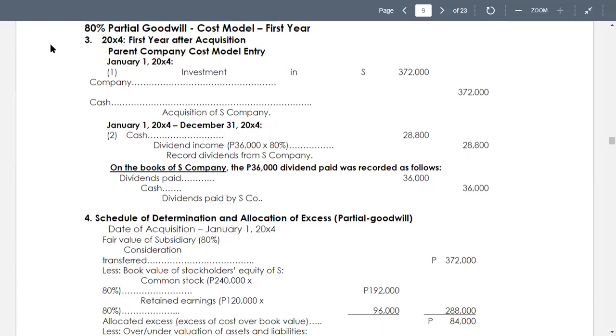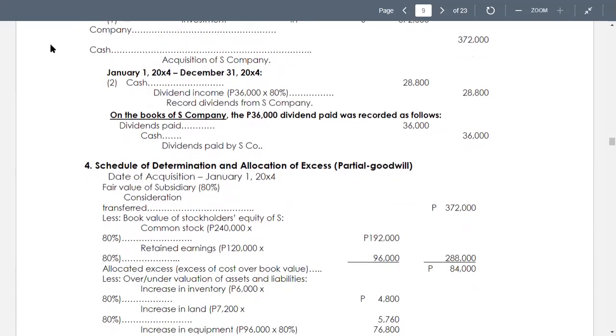Now, for the schedule of determination as a requirement in number 4, for January 1, 20x4, you have these figures. The book value of the consideration, fair value of the subsidiary is 372,000. That is because we have a non-controlling interest, we have interest previously owned. How do we determine fair value of the subsidiary for that purpose? The consideration is 372,000. Then we deduct the book value of the stockholders' equity of 240,000.